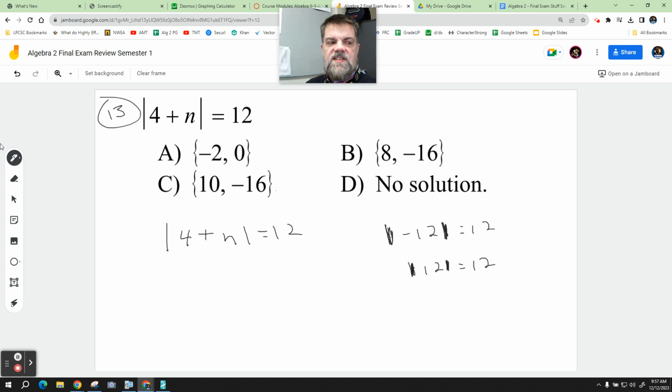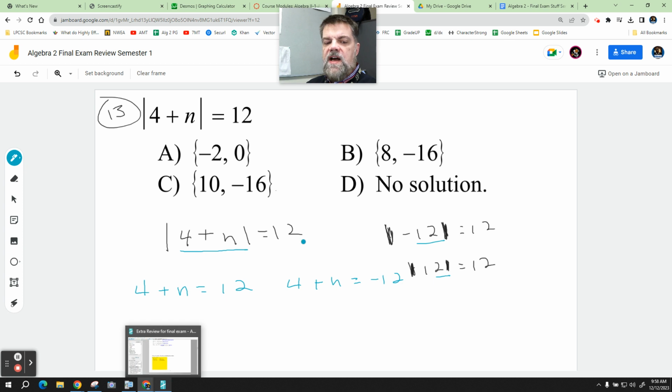So that means this stuff right here on the inside, this 4 plus n can equal positive 12, or 4 plus n can equal negative 12. And where I'm getting that from is this or this are the two scenarios where we get a positive 12. So then you just solve both.